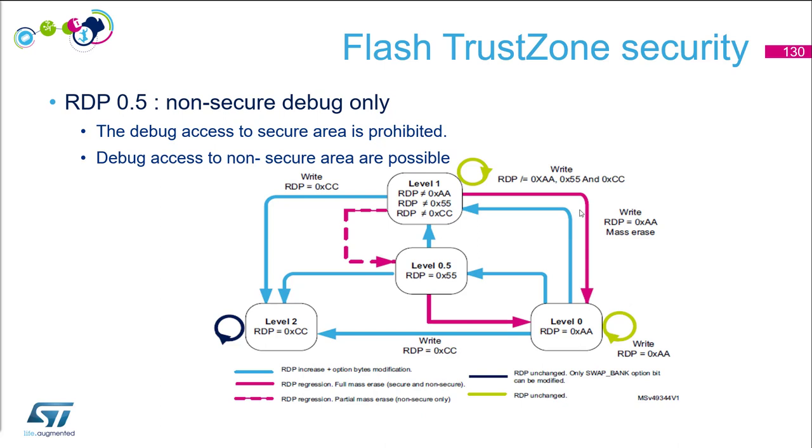RDP 0.5, non-secure debug only. So the debug access to the secure area is prohibited, and the debug access to the non-secure area is still possible. If you remember, just remove this part of the drawing and you've got the classical RDP, I would say. From level 0, you can go to level 1. In this case, you can't use the bootloader anymore. You can't connect with the debugger, but it's locked, the flash. And if you do a regression from level 1 to level 0, there is a full mass erase. If you go from level 1 to level 2, then you can't connect anymore. You can't modify option bytes. I would say your device is fully locked.